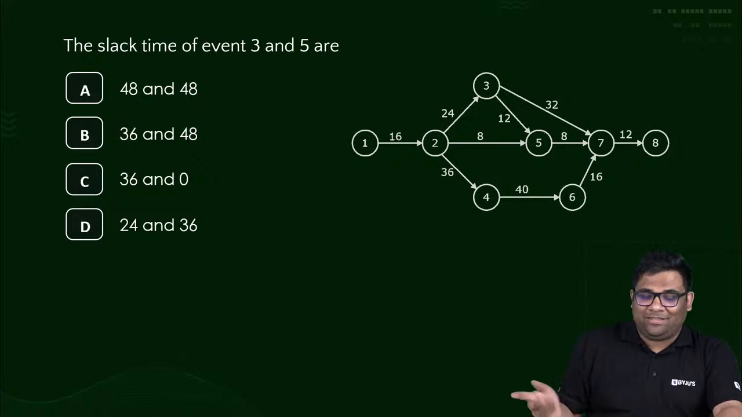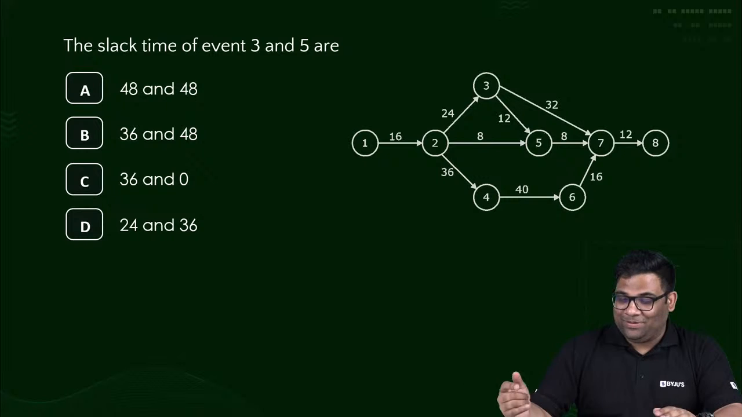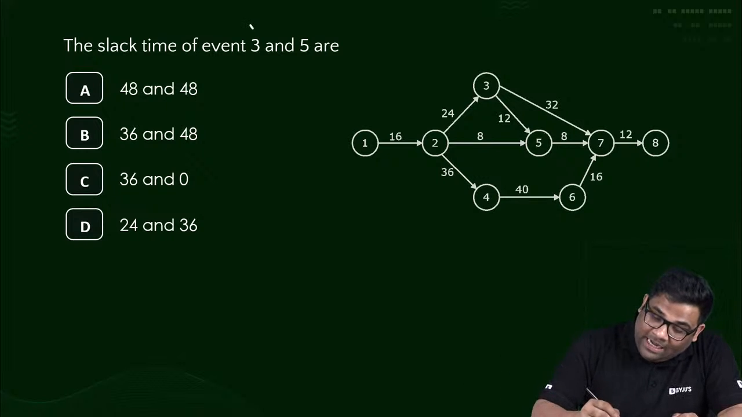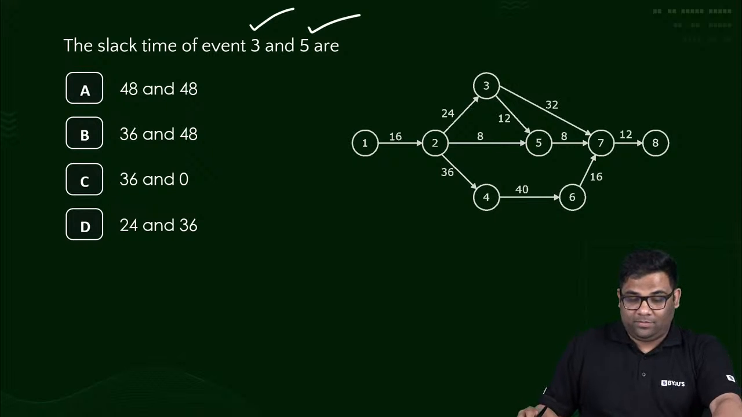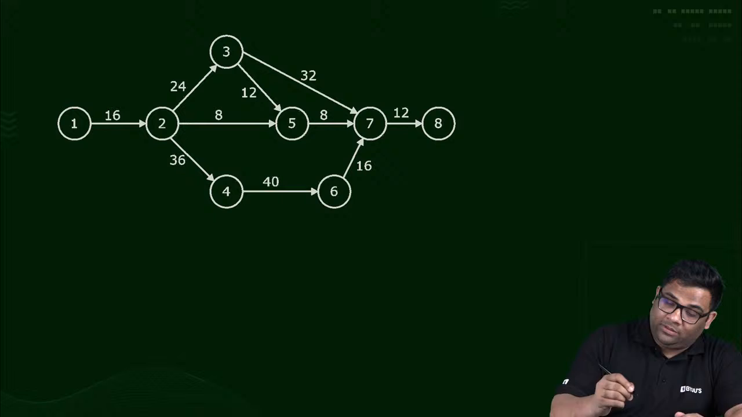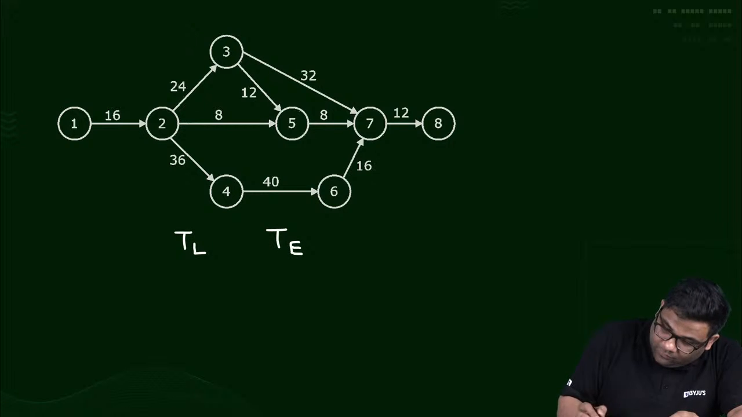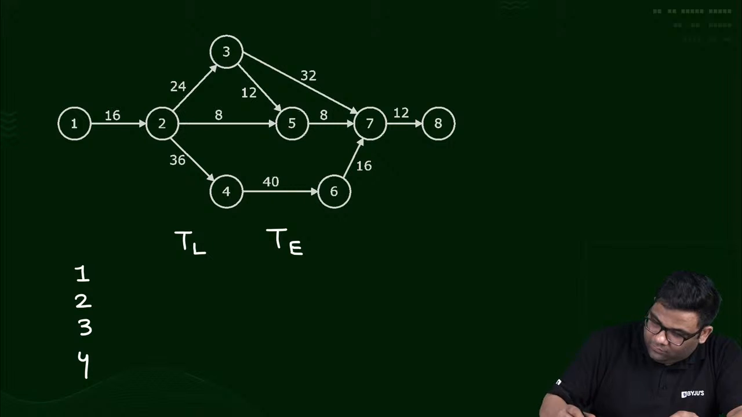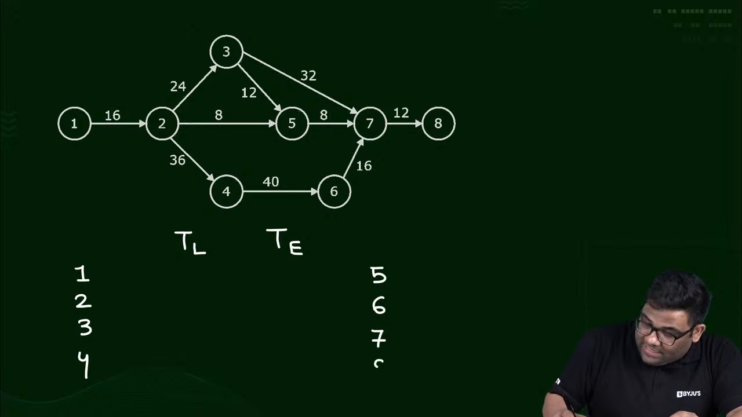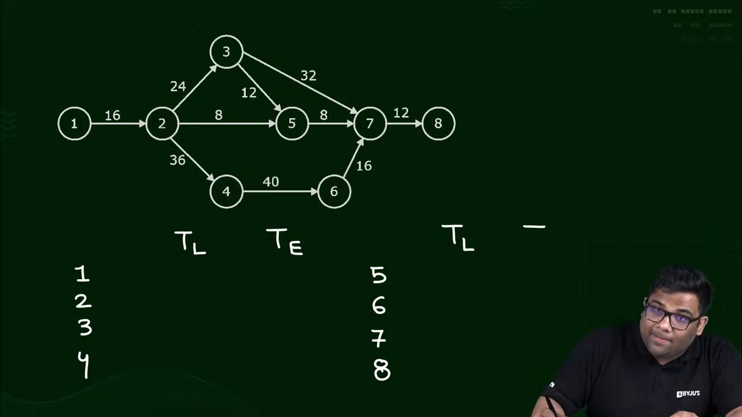Solve this question. I have already solved this question once, but still I gave this question. Find the slack time for event 3 and 5. For 3 and 5, find out the slack time. You can draw the table also. You have to first get the TL, no?